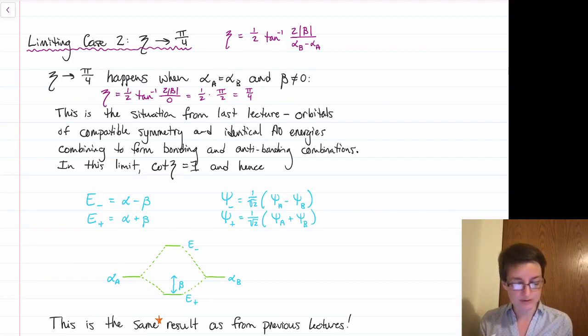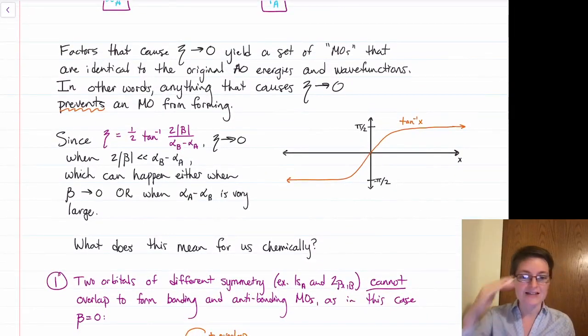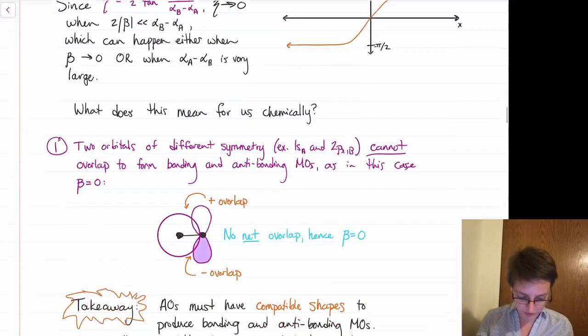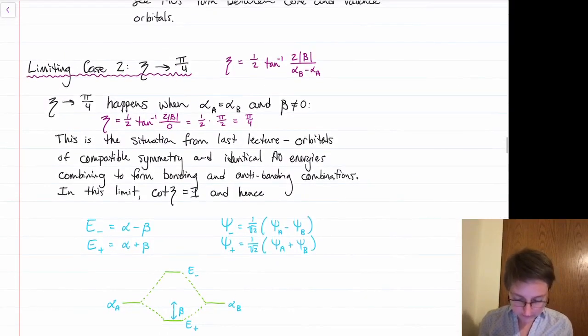So if this term blows up because my two AO energies have the same energy, then you get that zeta is equal to 1/2 inverse tangent times an extremely large number. Our inverse tangent function, as x gets really big, asymptotically converges to pi over 2. And so that's going to give us a value for the inverse tangent part of the argument of pi over 2, giving us ultimately zeta equals pi over 4.